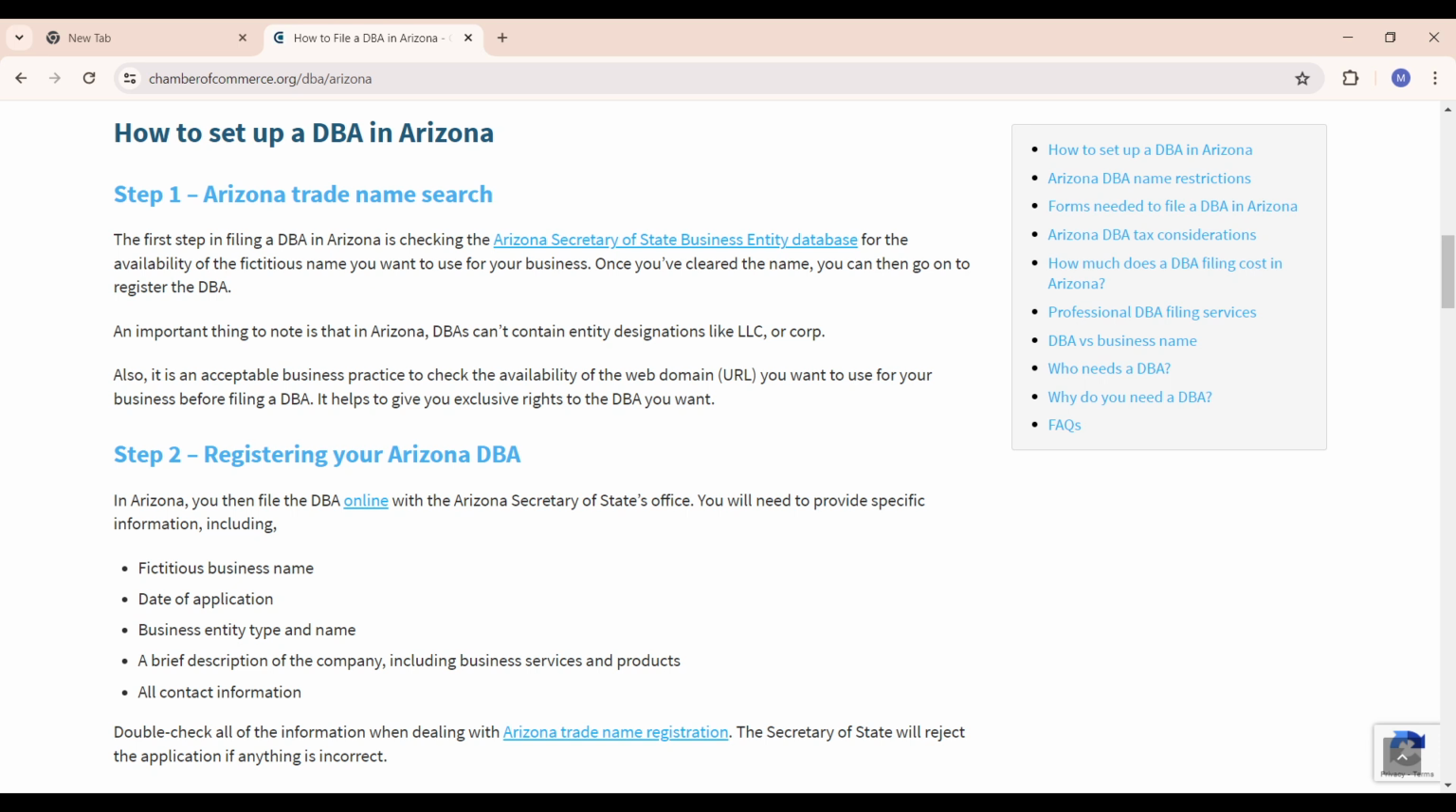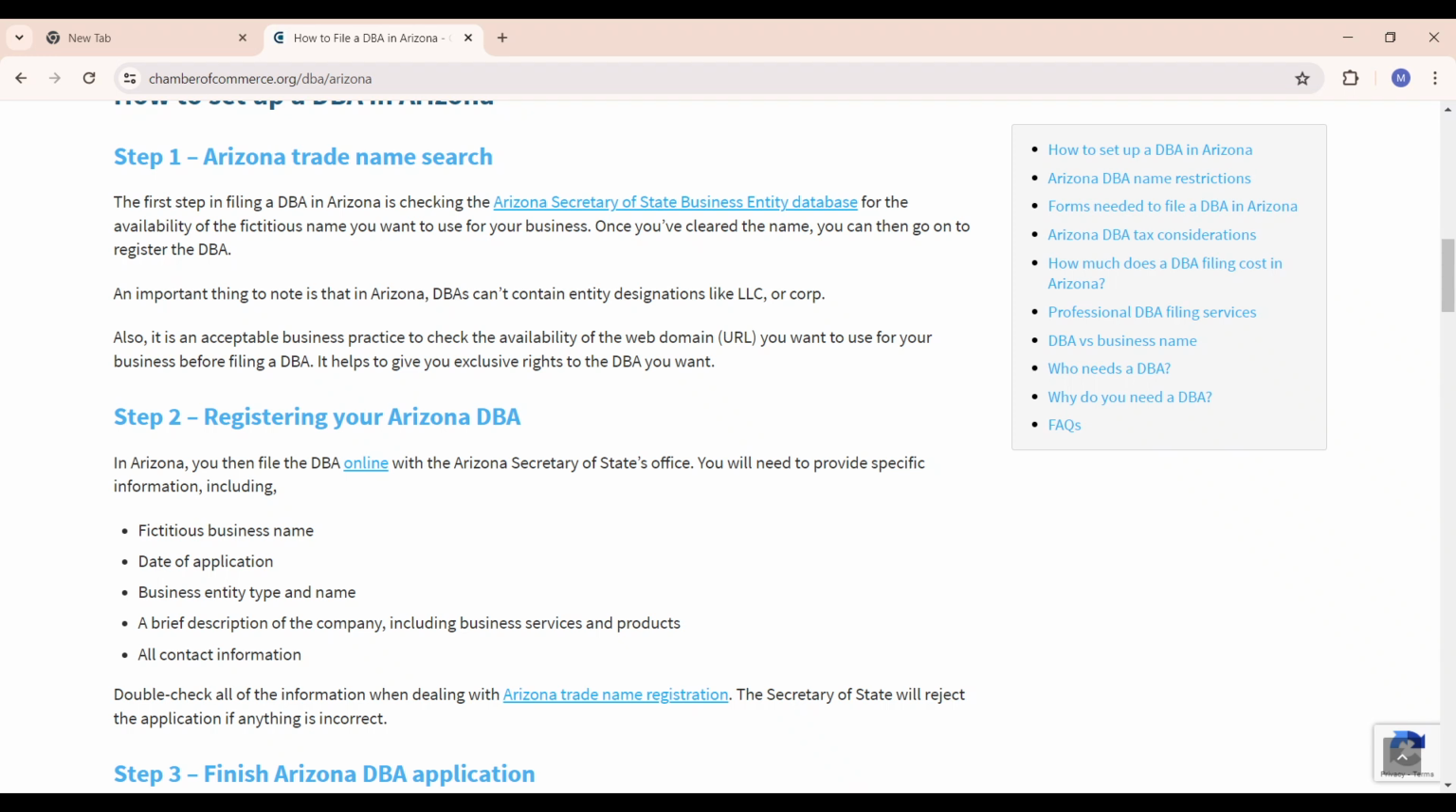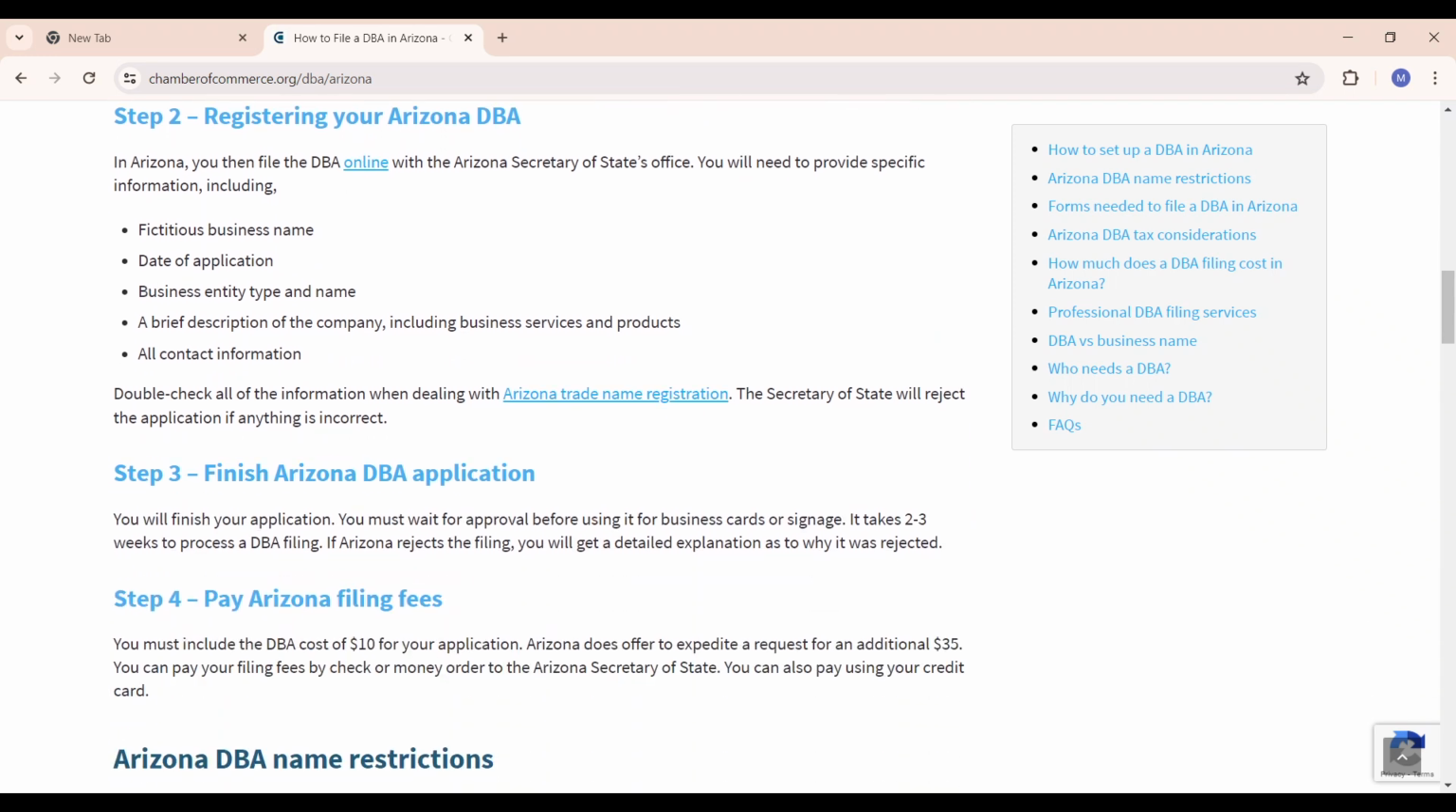Now the second step is registering your Arizona DBA. In Arizona, you can file the DBA online with the Arizona Secretary of State's office. You will need to provide specific information, which includes the fictitious business name, the date of application, the business entity type and name, a brief description of the company, including business services and products, and of course, all contact information.